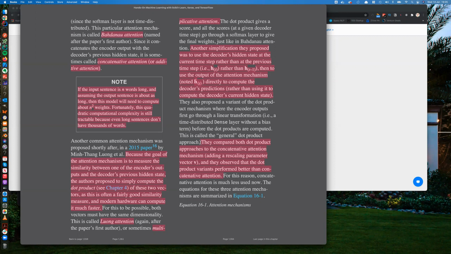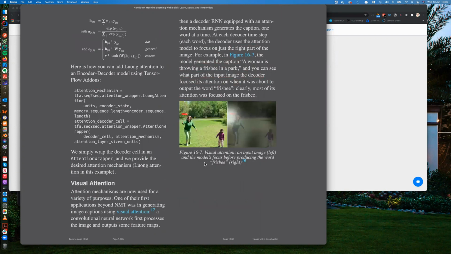They compared both dot product approaches to the concatenative attention mechanism, adding a rescaling parameter, and they observed that the dot product variants performed better than the concatenative attention. So this is the dot product, and the earlier one was the concatenative. Obviously after experiments, they decided this was a better approach. Is that okay? Yeah.